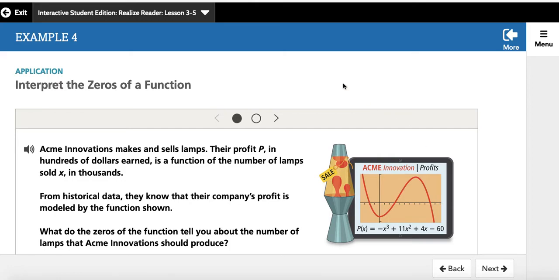Okay, Algebra 2 students, here's a video for example 4 for section 3.5. We're going to interpret the zeros of a function. They have a little story for us.